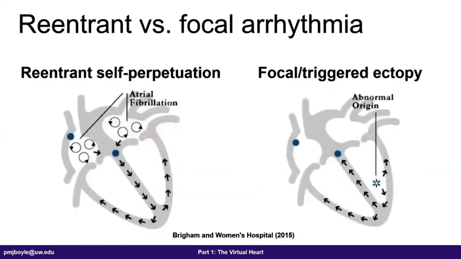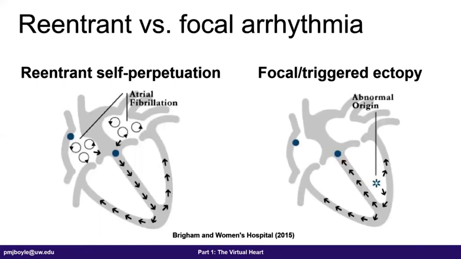And something I want to highlight up front, especially for the EPs in the room, this is for you, we broadly classify arrhythmias into two categories when we're thinking about the mechanistic underpinnings and the biophysics. On the left here, we have reentrant self-perpetuation, where we have, for some reason, the formation of these vortices of self-sustaining activity that can drive rapid excitation of the heart and override the pacemaker. And on the right, we have a category of focal or triggered ectopy, here shown as an ectopic focus.